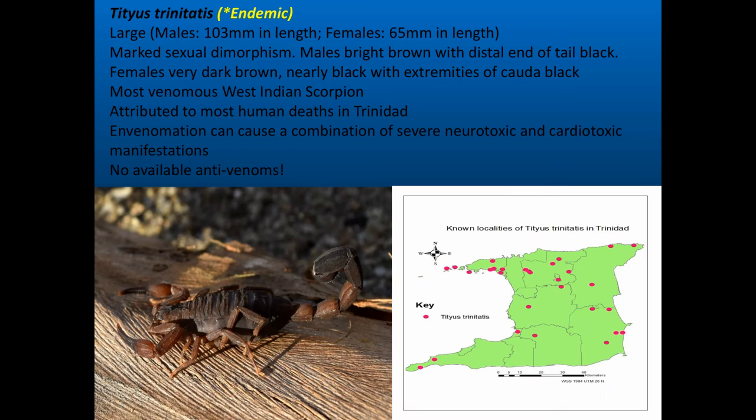So these are the Tityus trinitatis, which was also thought to be endemic to Trinidad, but now we have reports of it also being in Venezuela. Now this is a species of significant medical importance. It's probably the only species that's known to cause human fatalities in Trinidad, and it's by far the most venomous species in all of the West Indies.